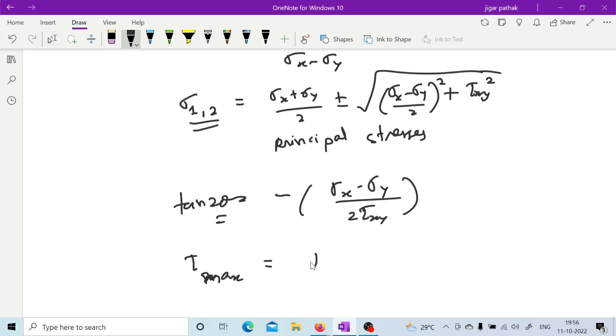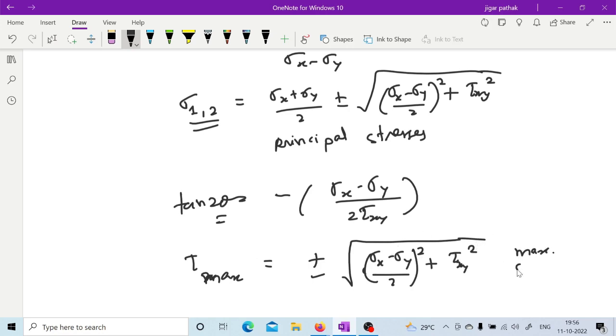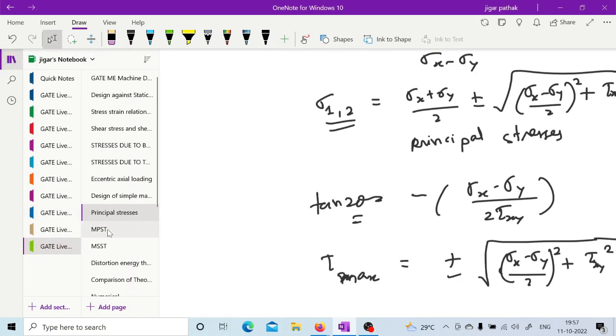In that case, tau max will be available from square root of sigma x minus sigma y by 2 squared plus tau xy squared. So this is nothing but the maximum shear stress. Previously it was the maximum normal stresses. So this is how you can get the maximum shear stresses and maximum normal stresses. Shear stress you are going to consider positive clockwise and negative anti-clockwise. So this is how you get the principal stresses.